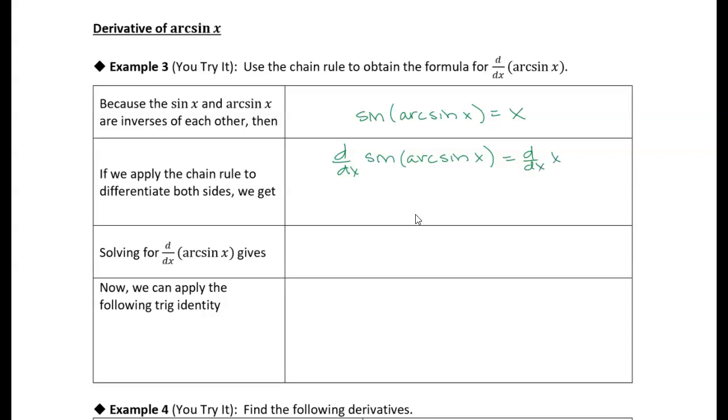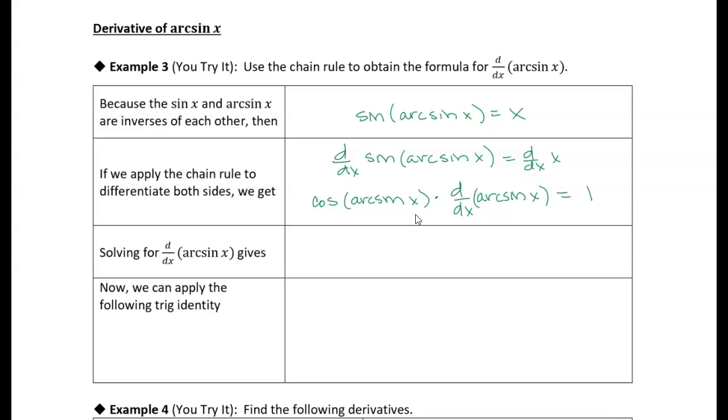All right, we're going to apply the chain rule here because we have a composite function. The derivative of sine is cosine, so we have the cosine of the arc sine of x times the derivative of the inside function, which is what we're trying to find. So d dx of the arc sine of x. Okay, and that is equal to the derivative of x, which is just 1.